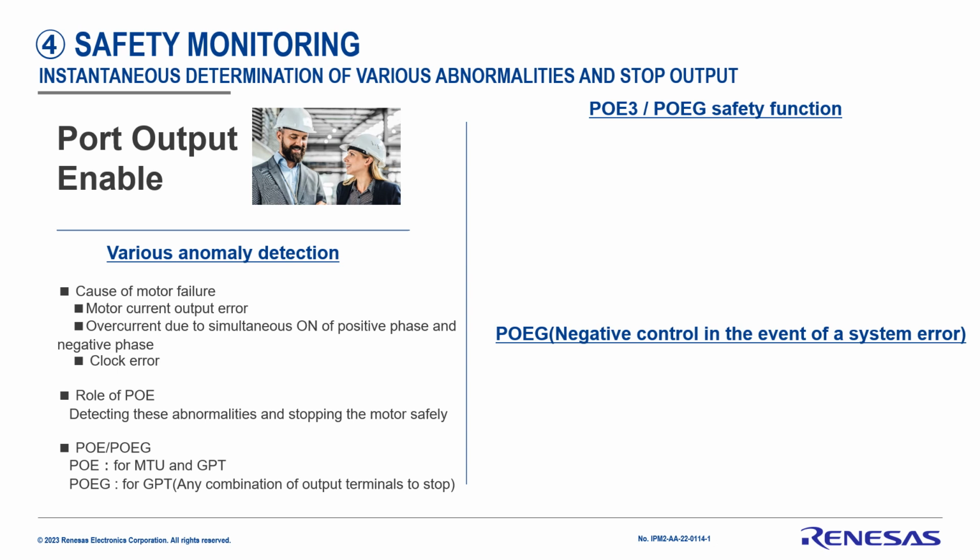The RX also possesses functions that are very effective for motor safety, such as inverter control, short circuit prevention, and overcurrent protection. A typical example of this function is the port output enable function, here called PoE. Since high voltages are often applied to motors, serious damage could occur from such phenomena as abnormal motor current, overcurrent due to a short-circuited inverter circuit, and clock abnormalities. The role of the PoE is to quickly detect the occurrence of abnormalities and safely stop the motor.